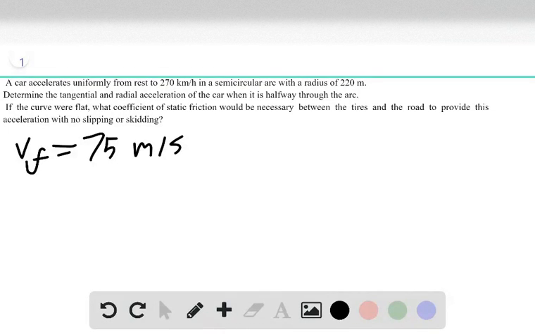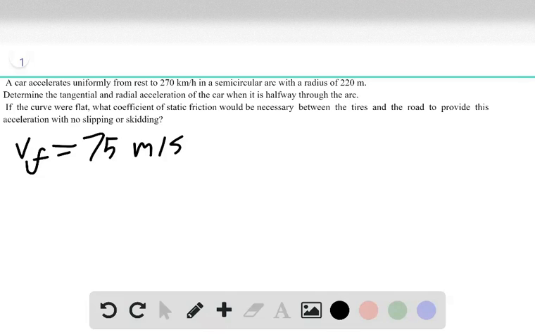Hey everyone, this is question number 25 from chapter 5. So this problem is about a race car that accelerates uniformly from rest to 270 kilometers an hour in a semicircular arc with a radius of 220 meters. The first part says to determine the tangential and radial acceleration of the car when it is halfway through the arc.